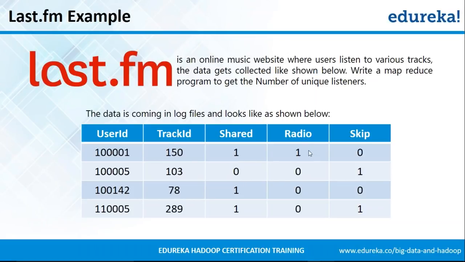Radio, it was listened on radio or not. So if the value is 1, it means it was. If the value is 0, it wasn't. Similarly, we come on to skip. If the value is 0, the song was not skipped. However, if the value is 1, the song was skipped. Okay, so this is how the data is stored at last.fm.